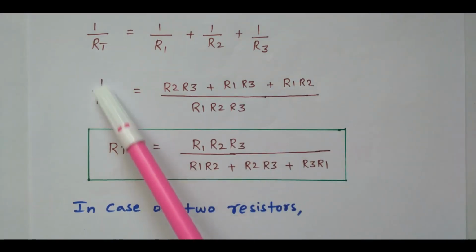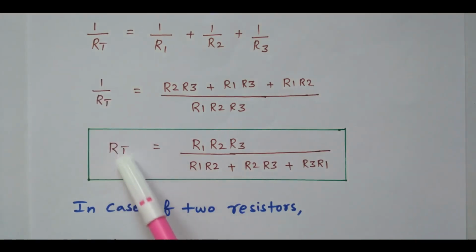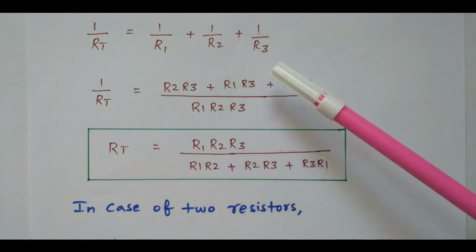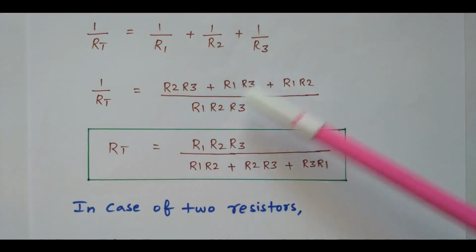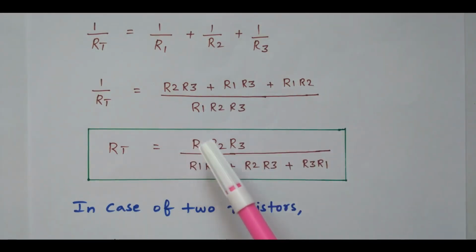So this is 1 by RT. What about RT, the total resistance? It is the inverse. You just have to change the numerator and denominator. So RT equals R1 R2 R3 divided by R2 R3 plus R1 R3 plus R1 R2.